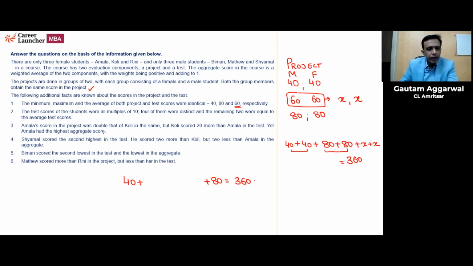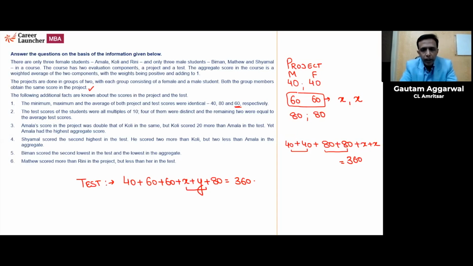Then they say the test scores were again in multiples of 10, with 4 of them distinct and the remaining two equal to the average test score. That means another two were definitely 60 each. And the leftover X and Y have to be distinct from 40, 60 and 80.